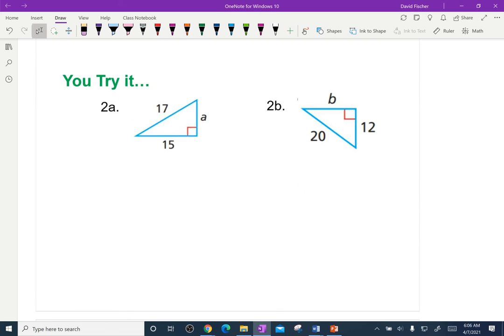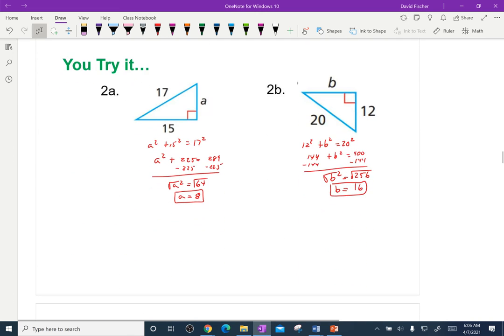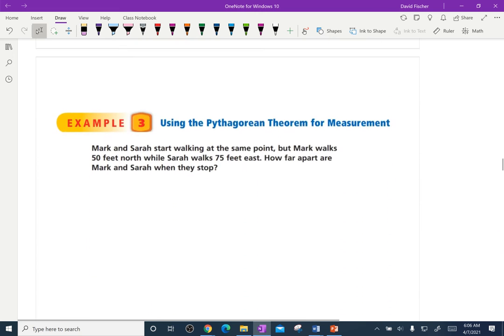Pause your video. Try it on these two. You're kind of turning some triangles around. Again, find that hypotenuse and make sure it's in the right place. All right. Let's see how you did. I got a equals 8, and I got b equals 16. Neither one of them had to be rounded, so that's kind of nice. All right, let's go do a word problem.